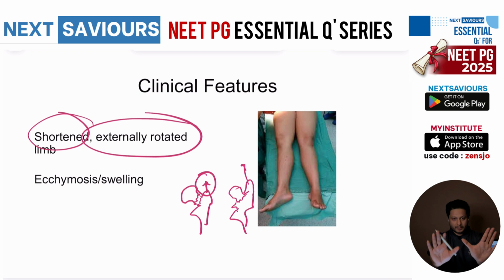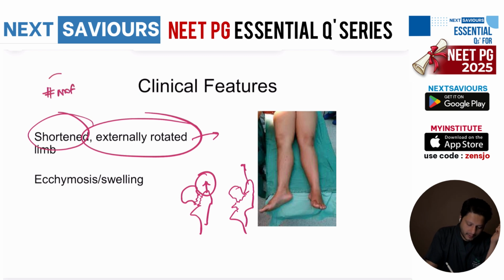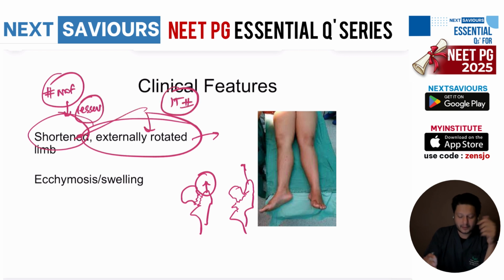Second is that when the patient is lying supine on the couch, then normal external rotation is around 10 degrees, but the affected external rotation will be almost up to 90 degrees in case of IT fractures. While in case of fracture neck of femur, it will be externally rotated, but might be lesser in comparison to the IT fractures, because again, the capsule prevents the complete external rotation in case of fracture neck of femur. So in fracture neck of femur, although there is shortening and external rotation, these are lesser in comparison to the IT fractures, where the shortening as well as external rotation will be more.